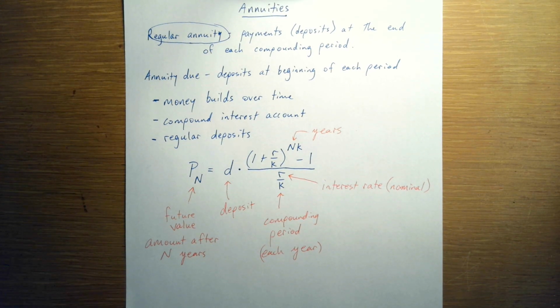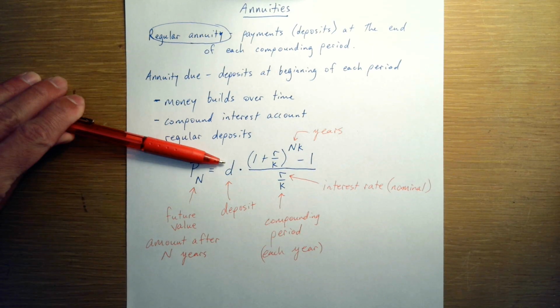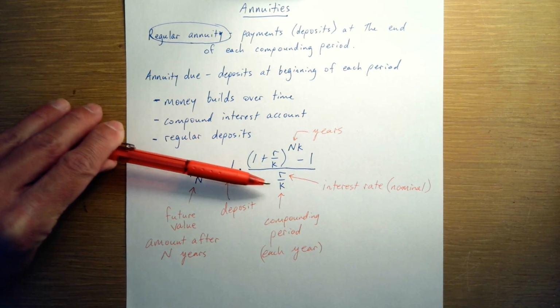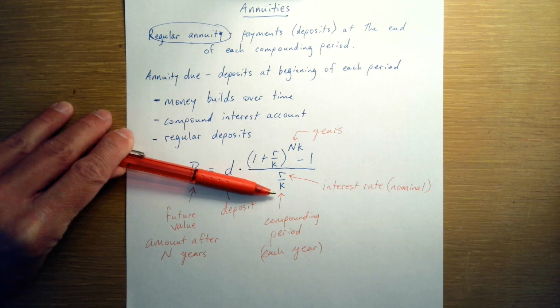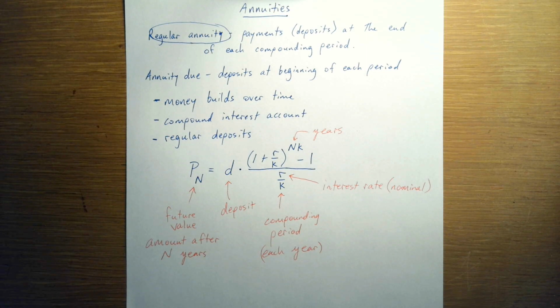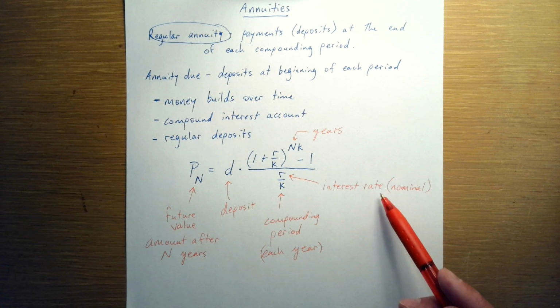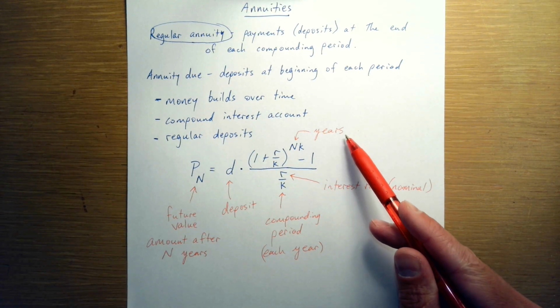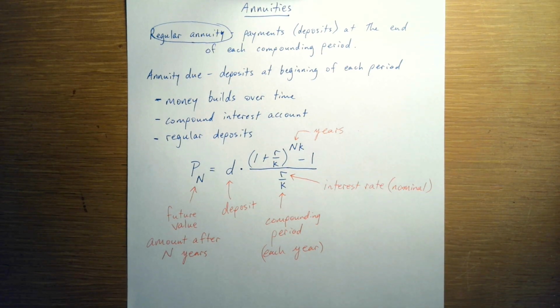So you have 5 variables. You have the future value, or how much will be in the account after n years. You have D, the deposit. That's your regular deposits that you make into the account. You have K, which is the compounding period or number of compounding periods per year. And you have R, which is the interest rate, that's your nominal rate. And then you have N, which is number of years. So now on to the examples.